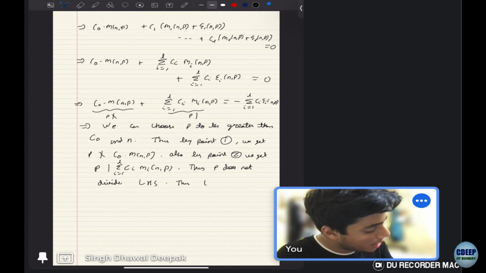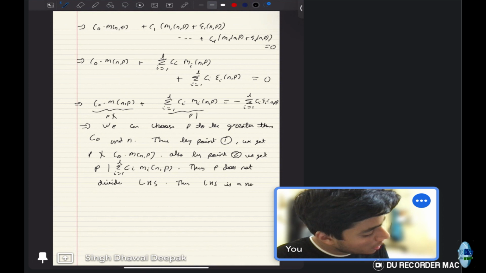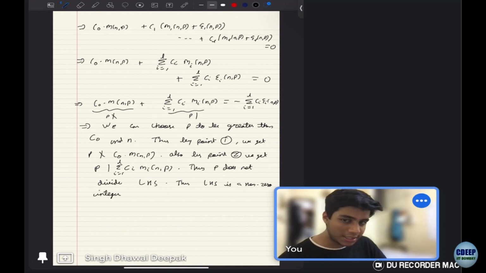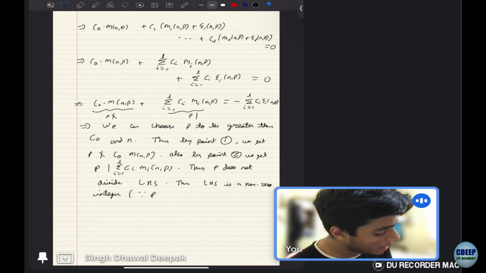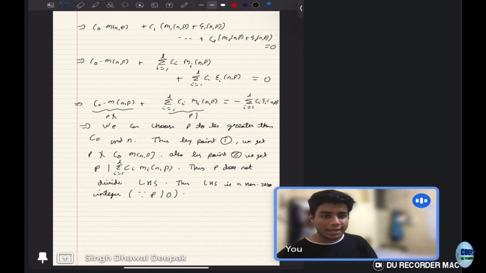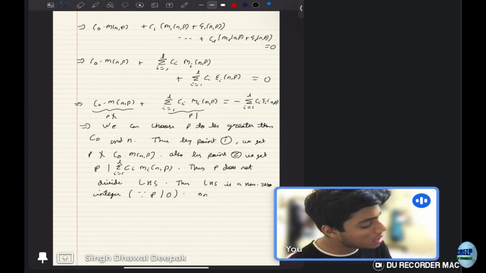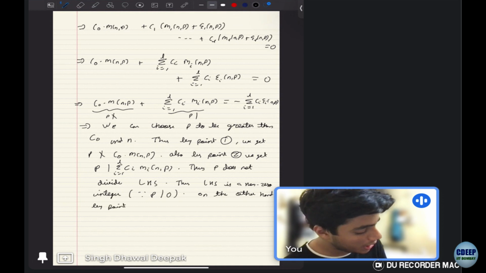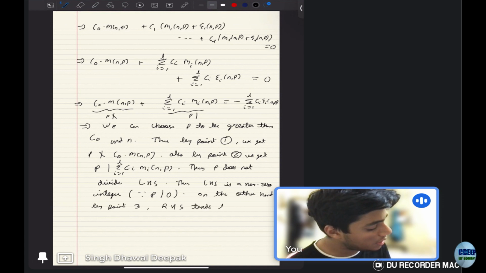Thus, LHS is a non-zero integer. As ci's are integers and mnp and mi np are integers, it's an integer. And since p does not divide it, LHS is non-zero since p divides 0. And p does not divide LHS, so LHS is non-zero. On the other hand, by point 3, RHS tends to 0 as p tends to infinity.